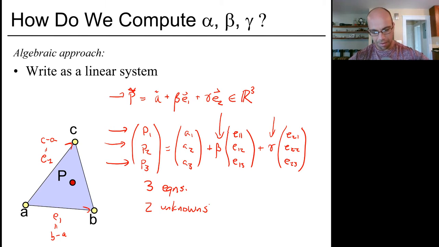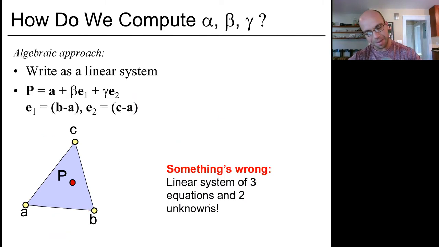So in other words, by the magic of PowerPoint, here's some better handwriting. Here's our expression, that P is equal to A plus beta E1 plus gamma E2, where each of these things is a three-dimensional vector. So I have a non-square system of equations, which somehow feels uncomfortable. But really, what's going on is that even though this formula looks three-dimensional, all the action is going on in the ABC plane. So motions normal to the triangle are sort of uninteresting. There are many different ways to recover that structure, but there's one really easy mathematical trick that can.